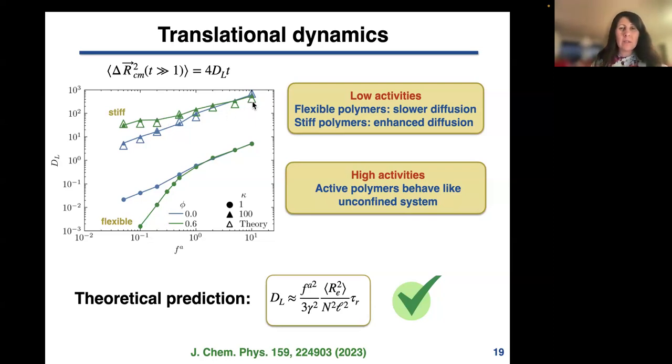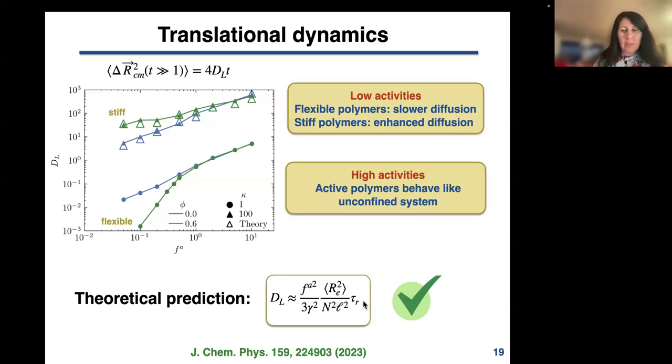And at high enough activities, you recover the free space movement. And we realize that the way you can predict the long time diffusion is very similar to what we did in the free space, that again is proportional to the end-to-end distance and the orientational relaxation time, although they are changing compared to the free space. But what is important is that the way the porous media affects the end-to-end distance and the orientational relaxation time, the product of these quantities basically determine how the long time diffusion changes.